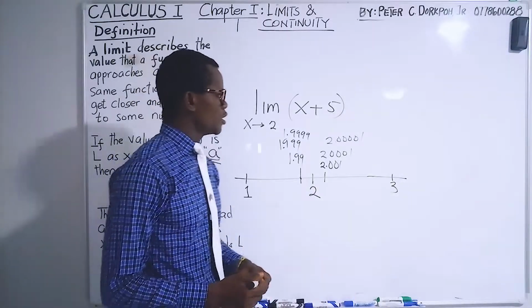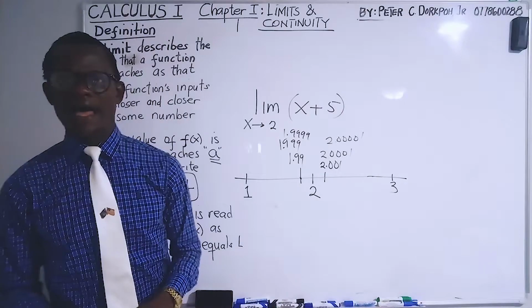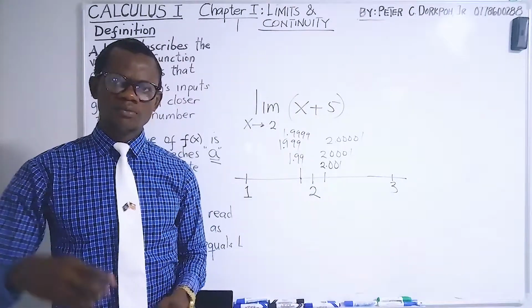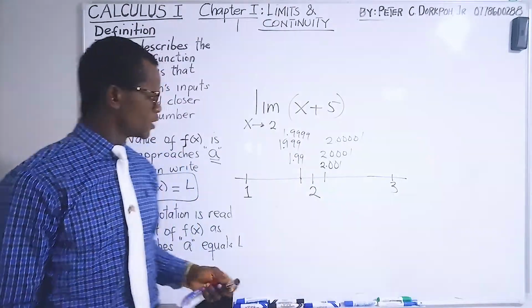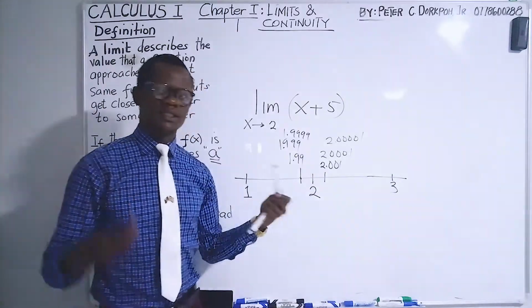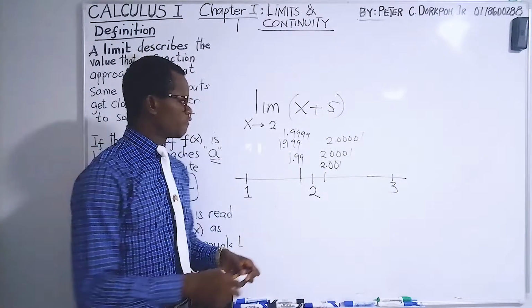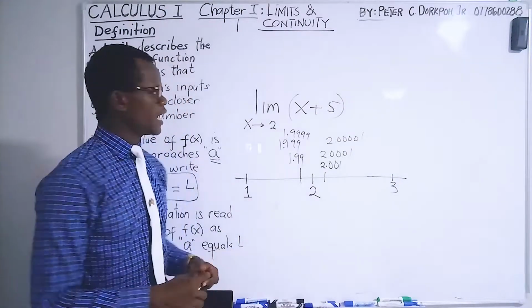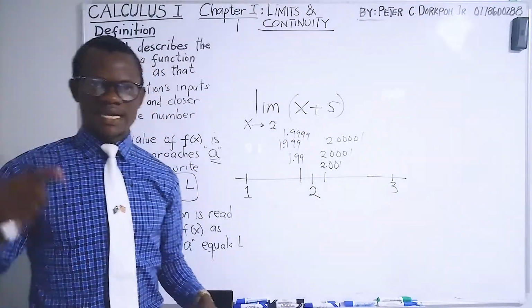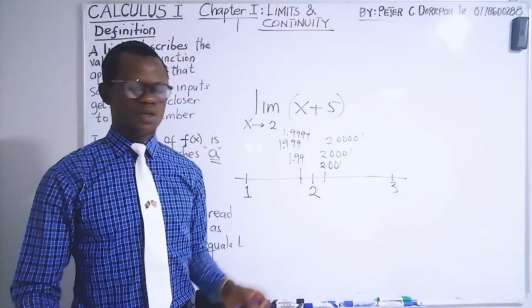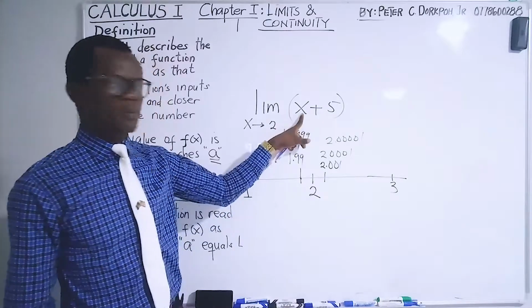Because we may not want to have much problem dealing with these decimal numbers, for now we are going to use the value that x is approaching. So when x is approaching 2, we just want to replace the variable with 2.